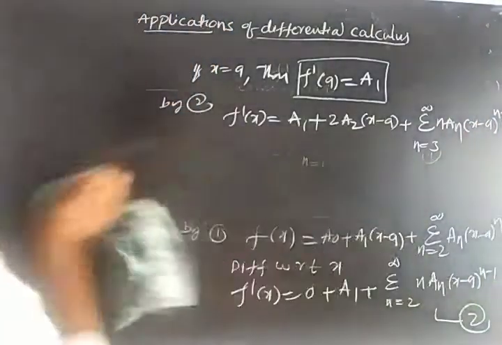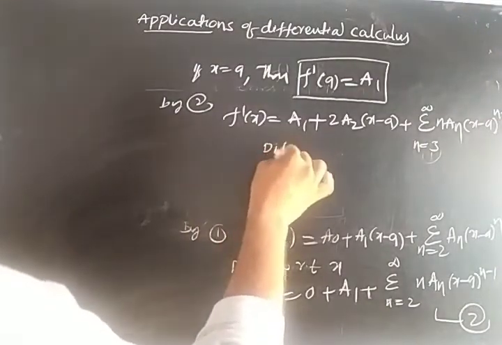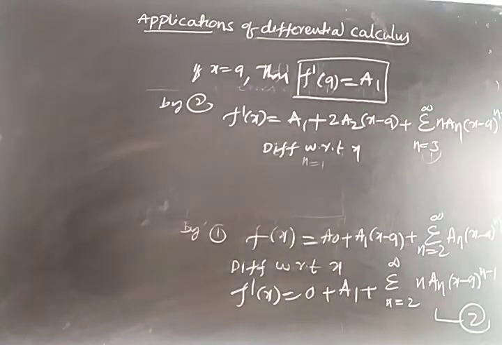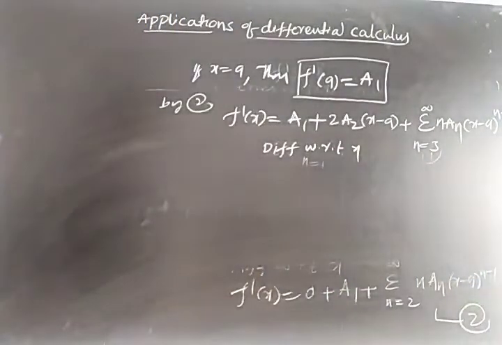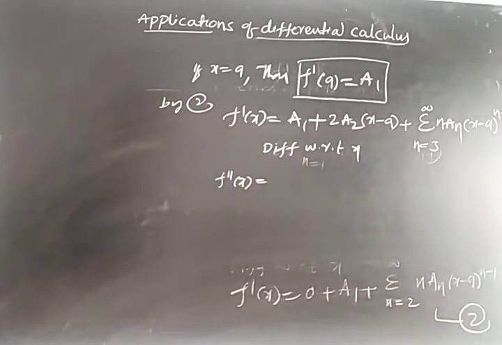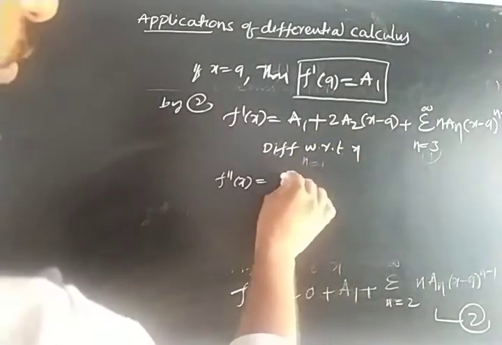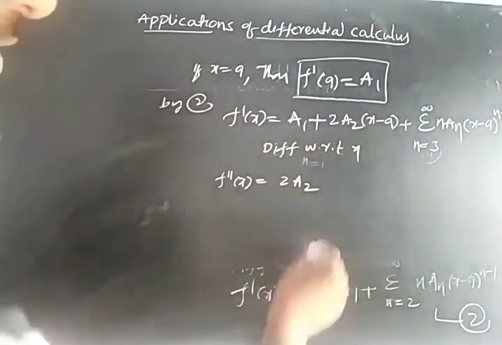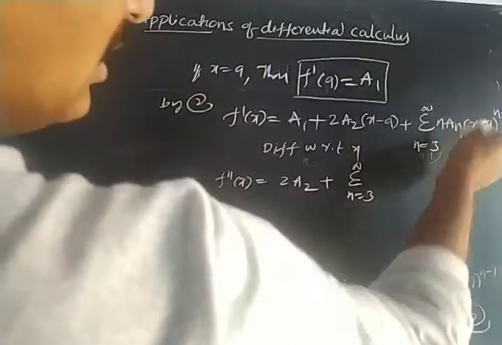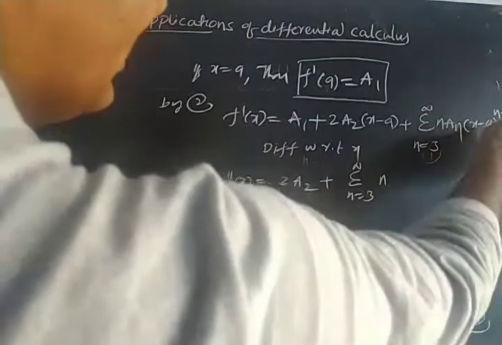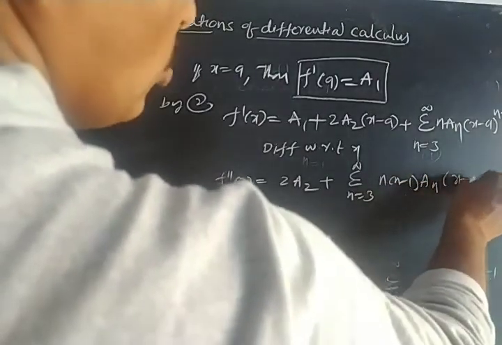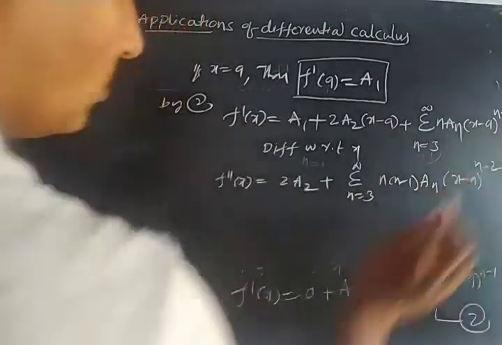Again differentiating it. Differentiate with respect to x. What you will get? f double dash of x. The a1 derivative is 0. Again here 2 into a2, because the derivative of x is 1, plus summation n equal to 3 to infinity, again n into an constant, again power derivative n minus 1, an into x minus a whole power n minus 1 minus 1, n minus 1.